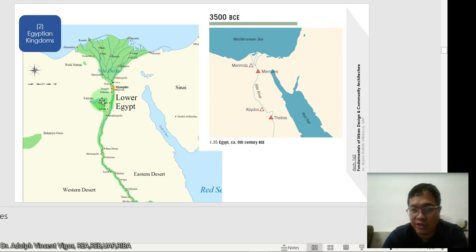So you have here Lower Egypt. Then looking at Lower Egypt, you have the Sinai here. Then you have here the Western Desert and the Eastern Desert. I think you have here cities such as Memphis, Merimda, Abydos, and Thebes. The Mediterranean Sea here. Then you have here the Red Sea.